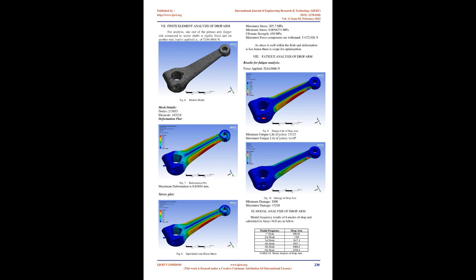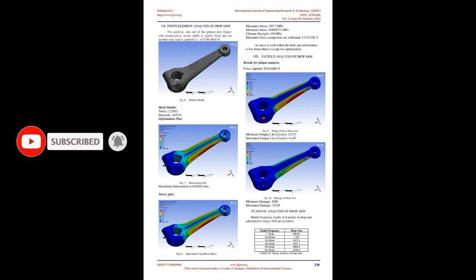5,244.0666 N. Fig. 9. Fatigue life of drop arm. Minimum fatigue life, cycles 23,122. Maximum fatigue life, cycles 1 times 10^6. Fig. 10. Damage of drop arm. Minimum damage, 1,000. Maximum damage, 43,248. 9. Modal analysis of drop arm. Modal frequency results of 6 modes of drop arm calculated in Ansys 16.0 are as below.